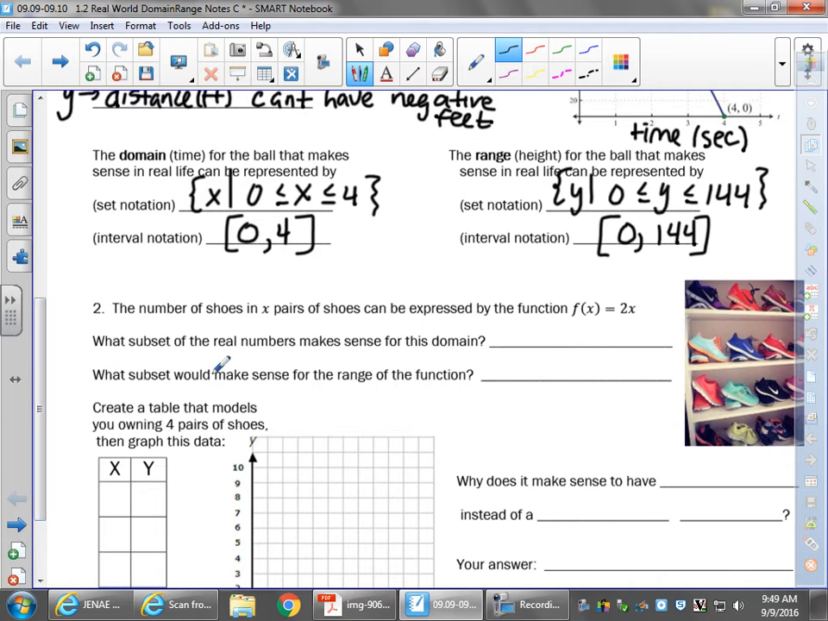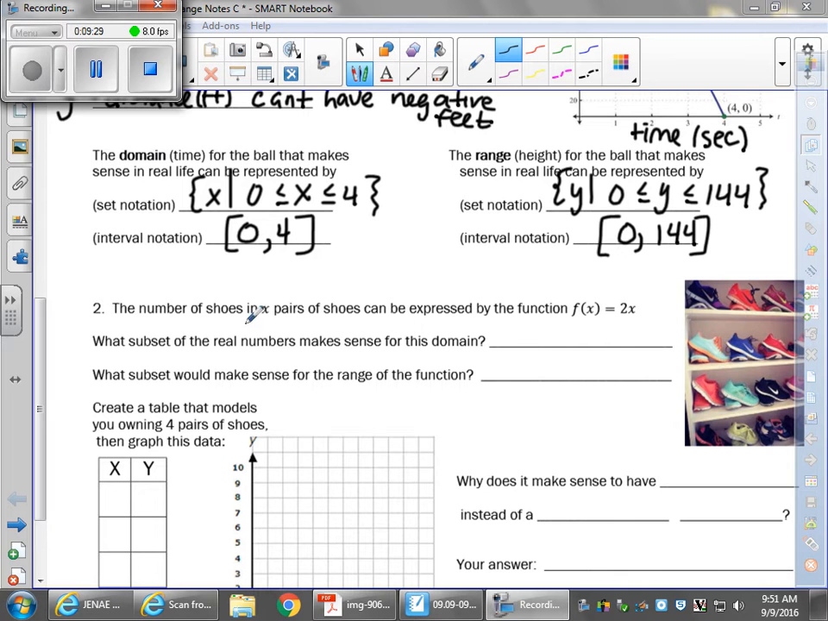The number of shoes in x pairs of shoes can be expressed by this function, f of x equals 2x. And that makes sense, right? Because if you have one pair of shoes, how many actual shoes is that? 2. If you have 10 pairs of shoes, how many actual shoes is that? Try again. 10 pairs of shoes, how many? Okay, we've established 20. Good.